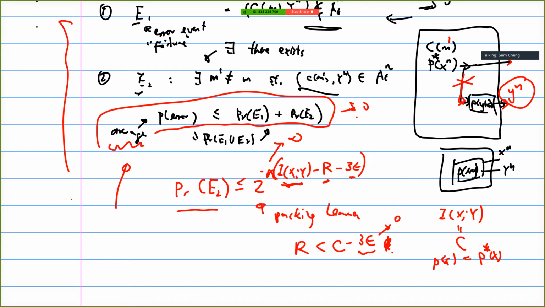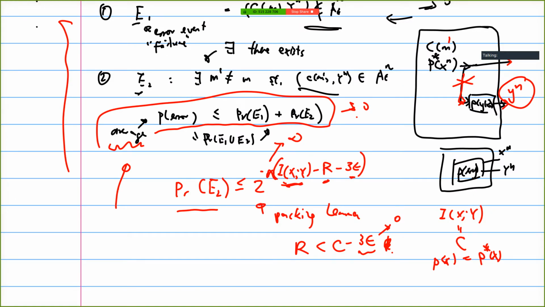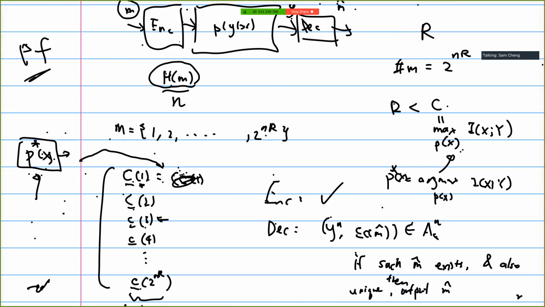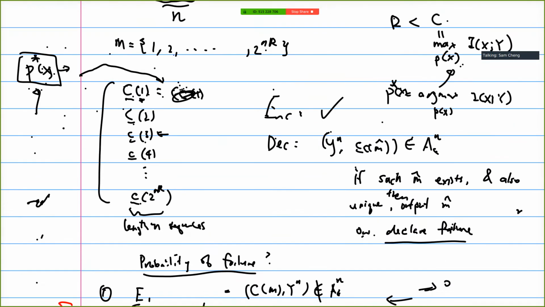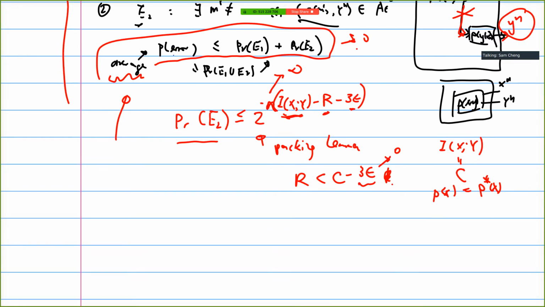Let me repeat again. The two different statements are the following. The original statement is saying that we can find a coding scheme such that the error goes to 0, right? But what we show here is that we have a random codebook argument, where we generate a number of codebooks, and on average, among all these codebooks, all these coding schemes, the average error will go to zero. That's a little bit different from the original statement.